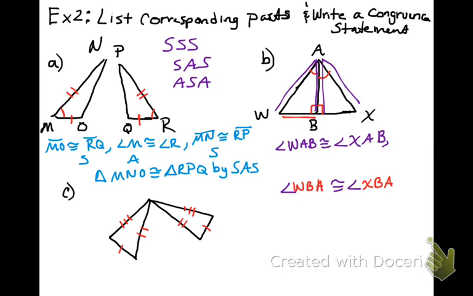So I have angle WBA is congruent to angle XBA. Okay, now I need to find my side.